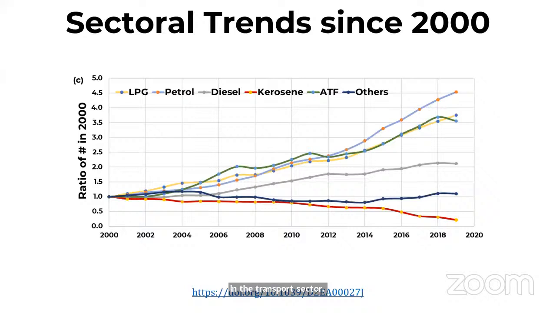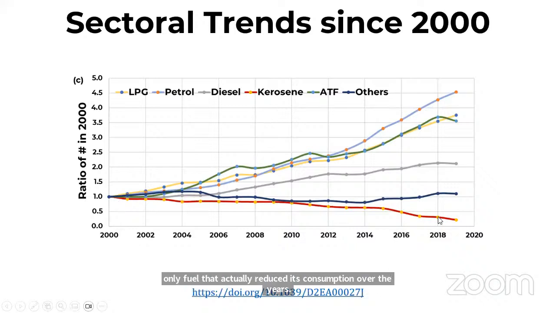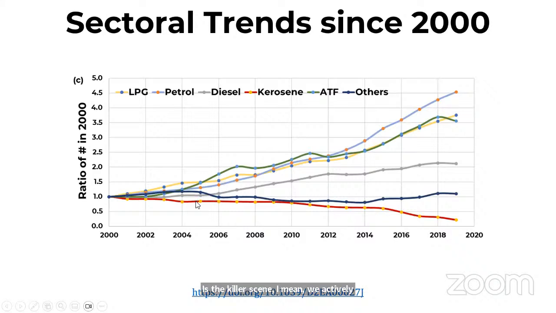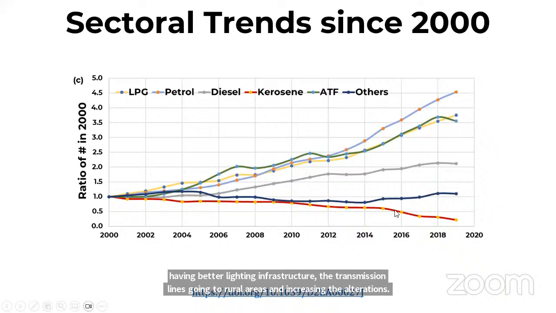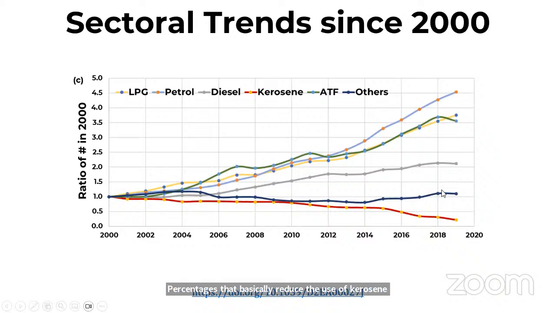And looking directly at the fuels burnt, the only fuel that actually reduced its consumption over the years is kerosene. We actively promoted not using kerosene across the country, especially in the rural areas. And I think that credit pretty much goes to having better lighting infrastructure, the transmission lines going to rural areas, and increasing electrification percentages that basically reduced the use of kerosene for lighting, and of course, automatically a lot of the cooking and heating sector also benefited from that.